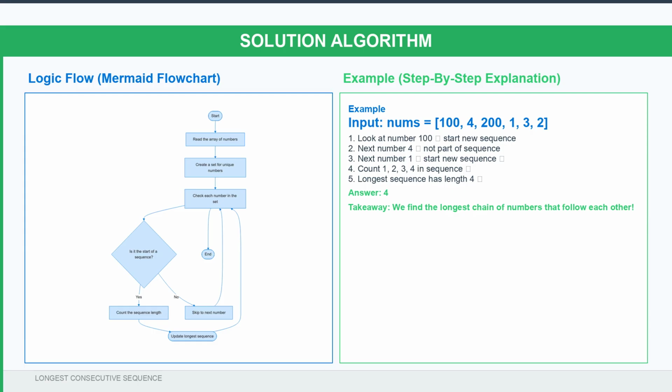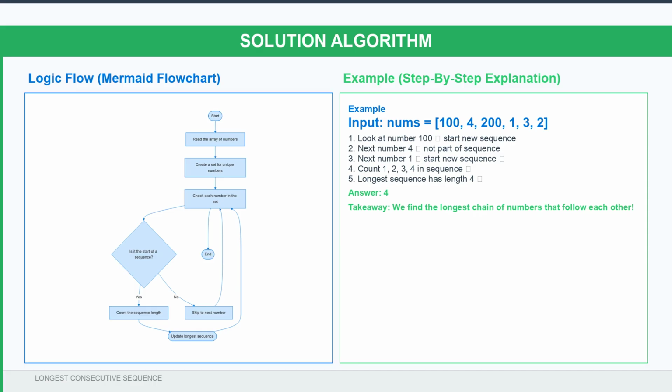Next, we choose a hash set as our data structure. This allows us to efficiently check for the existence of numbers, which is critical for finding those consecutive sequences. We start by inserting all elements from the array into the hash set. This gives us quick access to check if a number is present. Then, we iterate through each number in the set. For each number, we check if it's the start of a sequence by ensuring its predecessor isn't in the set.